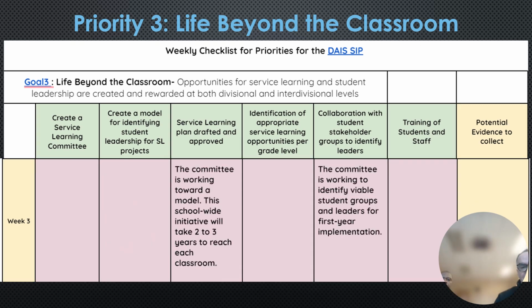And then what I did here is I said that these two items are moving parallel to each other. So we do have a service learning plan that is being drafted amongst the members of the committee. And then we are collaborating with student stakeholder groups that are already working on some sort of service learning project. We have a couple of groups that have been given some financial rewards for ideas, and then we have some other groups that are wanting to get started, so we're working with them.